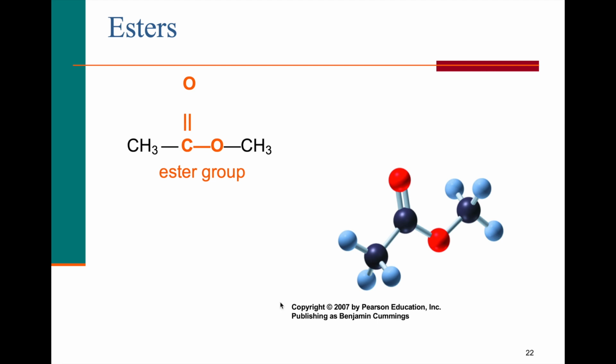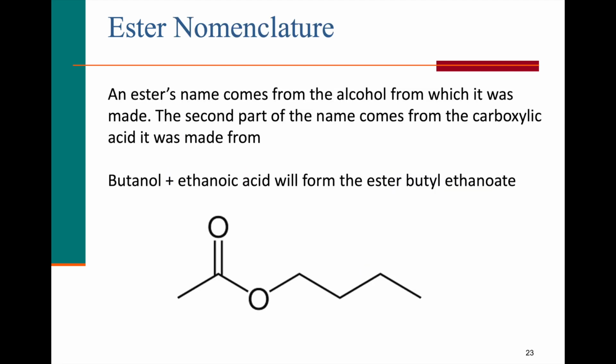So the ester group is this carbonyl group, and the carbon from the carbonyl group is attached to an oxygen. So we call this an ester group. The name of the ester comes from the alcohol and also from the carboxylic acid. So if we have butanol plus ethanoic acid, this is the molecule that we actually get.